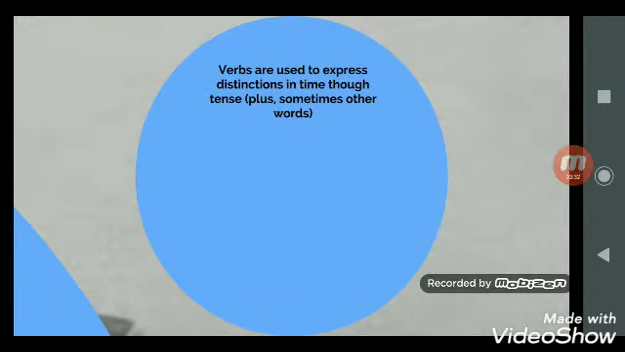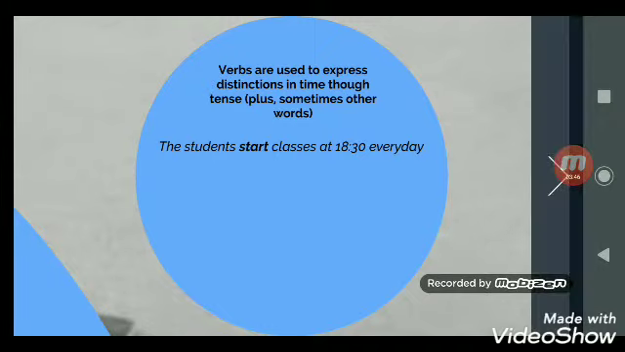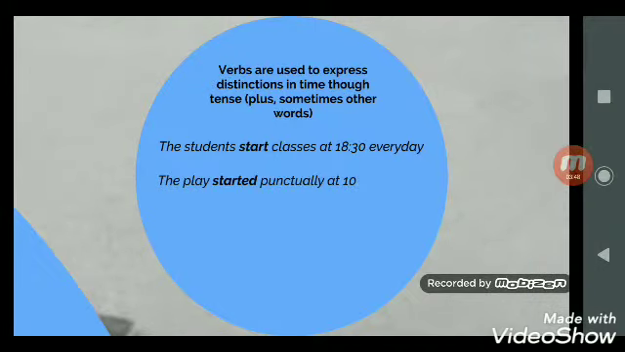So concerning time, we can express time through the use of tense in verbs. The students start classes at 6:30 every day means that we have a verb in the simple present, and so we are talking about present time. The play started punctually at 10. Then we have a verb marked by the simple past tense, so we are referring to past time. Hurry up, the show is starting, so a present continuous tense here indicates the existence of an action at the moment of speaking.